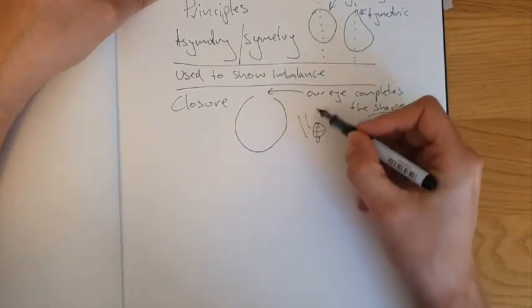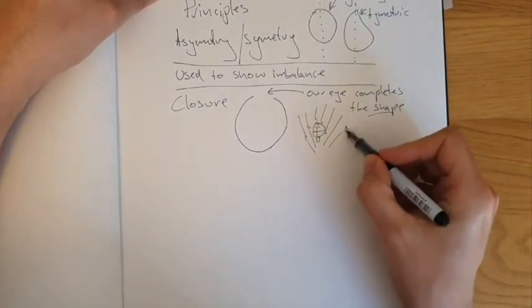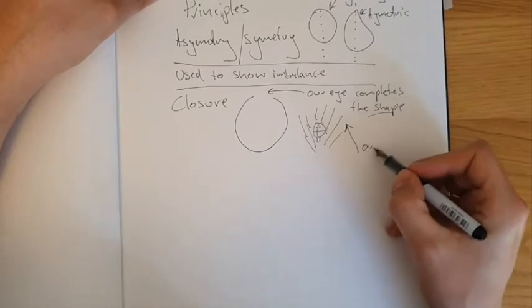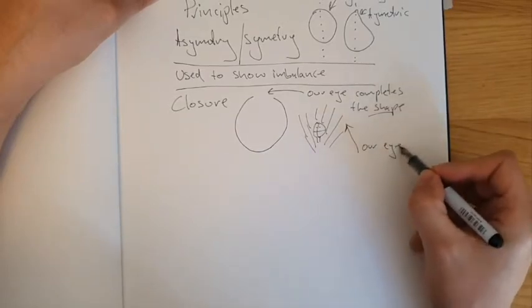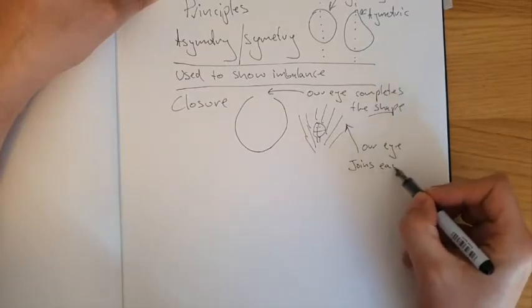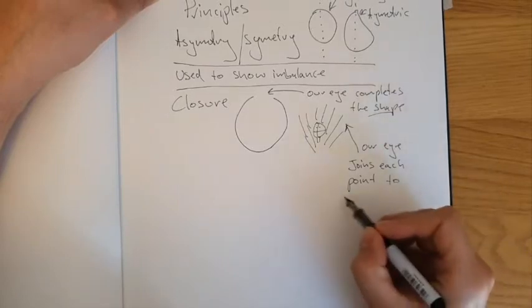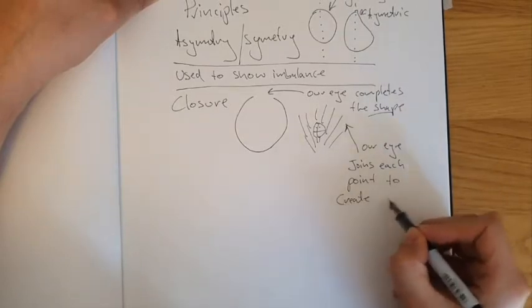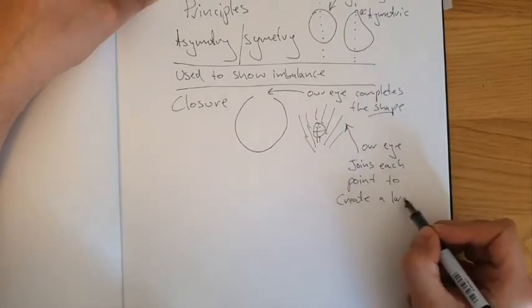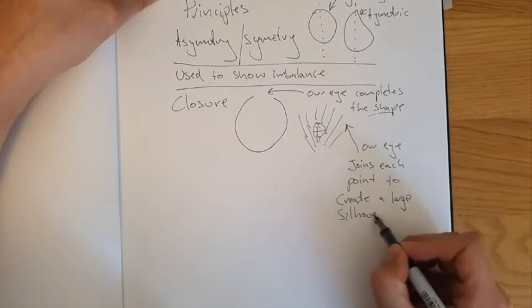Let me give an example on a garment here. So our eye will join all of the tops of those lines and makes it look like we're creating volume. So you can create the illusion of a solid shape without there being a solid shape.